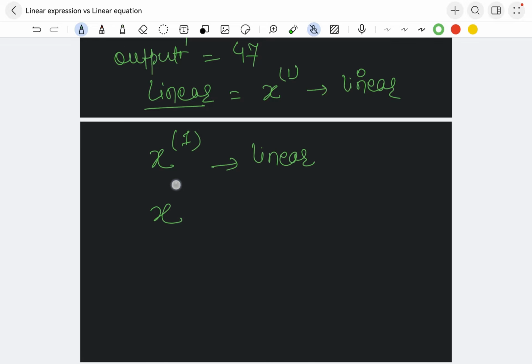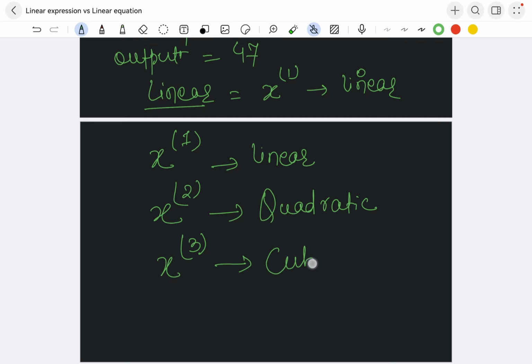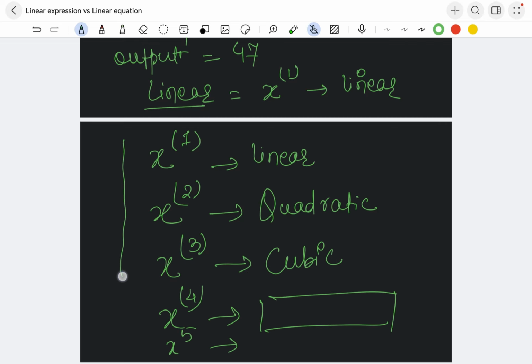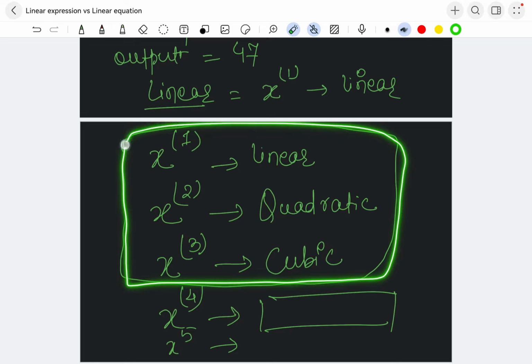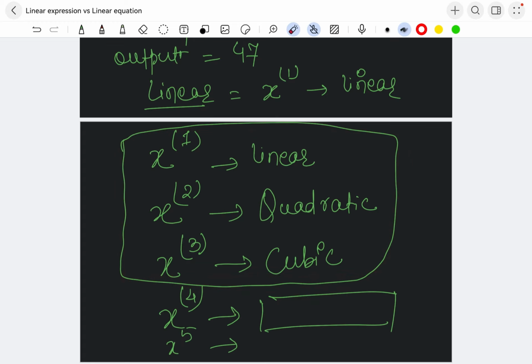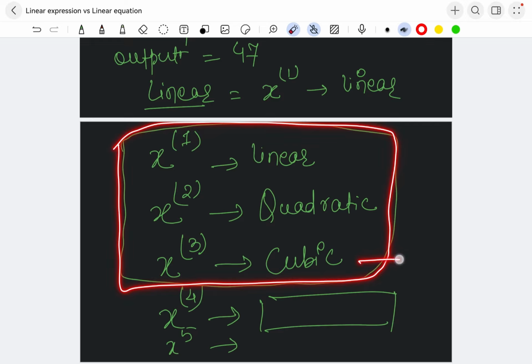If the highest power in the expression is 2, it's quadratic. If the highest power of x is 3, it's known as cubic. We'll restrict ourselves up to 3. So in our case only these three are valid, and most of our real-life equations will be restricted to cubic.